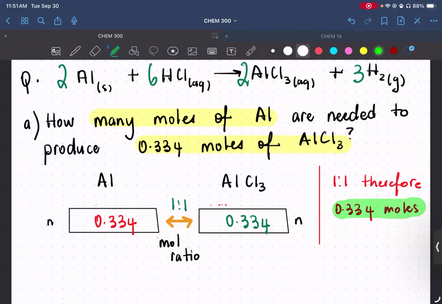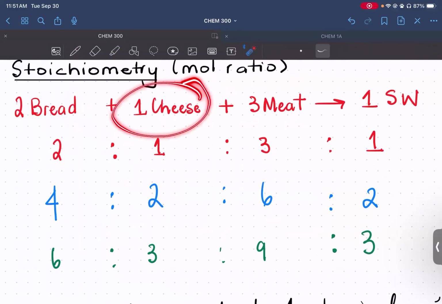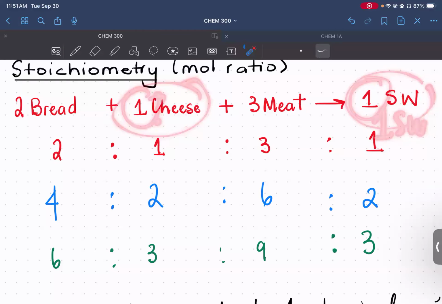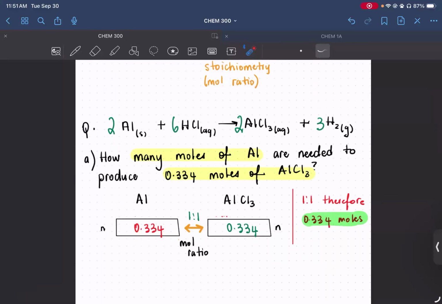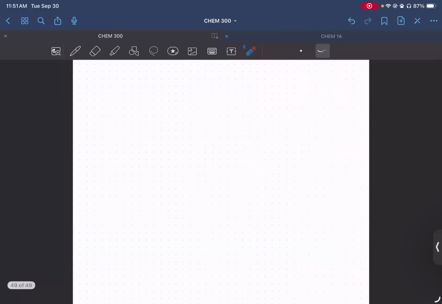That makes sense. If we were to think back to the sandwich analogy, how many slices of cheese do you need to make one sandwich? Well, what did we do? We just looked at the ratio, 1 to 1, the same number. But what if it starts to get a little bit more complicated?